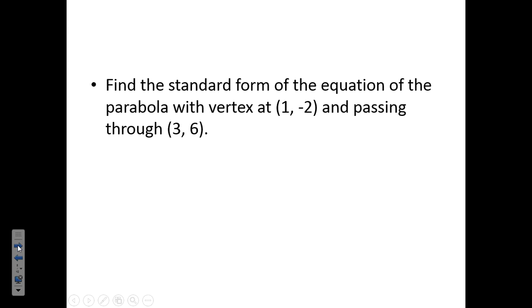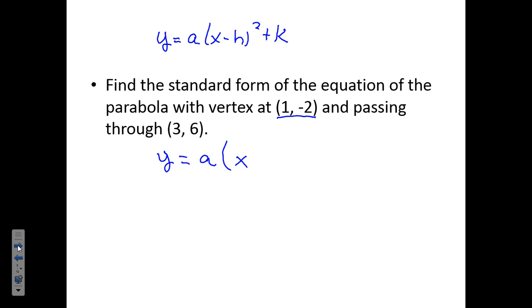So let's start with what we know. They've told us a vertex, right? Remind me, what does standard form of the equation say? Good. So we know the vertex, right? We know h and k. So our y will be equal to a times x minus 1 squared minus 2.